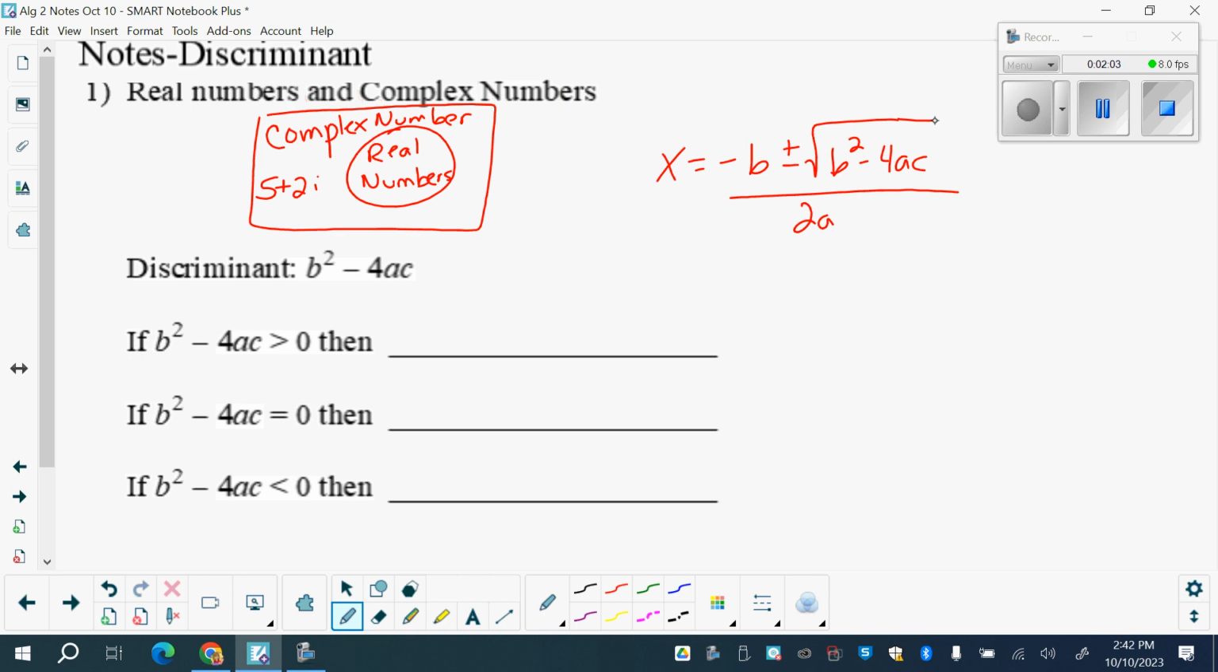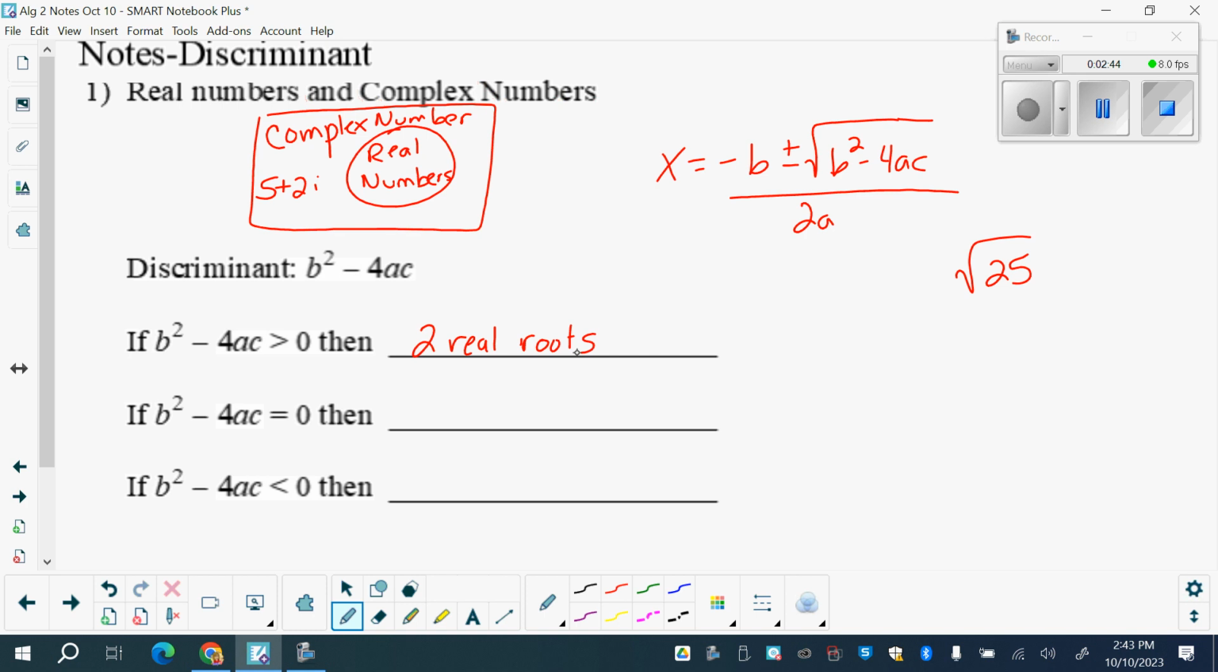Okay, so if b squared minus 4ac is greater than 0, if it's positive, so for example, if we had the square root of 25, any positive number there, we're going to get 2 possible answers because of this plus or minus here. It's going to be a plus and a minus. So it's going to be 2 real numbers if that discriminant is positive. So I'm going to write it as 2 real roots. Those answers or solutions would be 2 real roots or solutions.